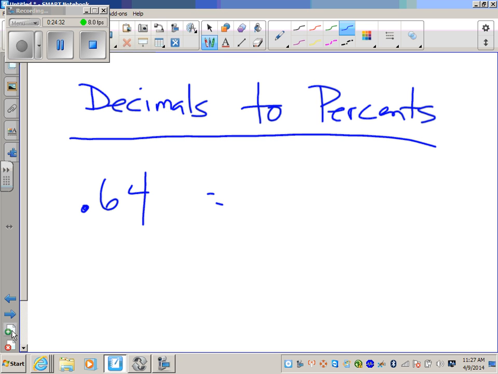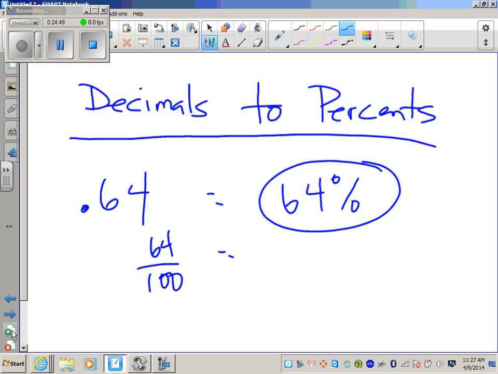Sixty-four hundredths. Think about it. 64 hundredths is this, right? Well, what percent is that? It's over 100. No, we don't have to just put a percent sign after it. What we have to do is move the decimal 2 places to the right.